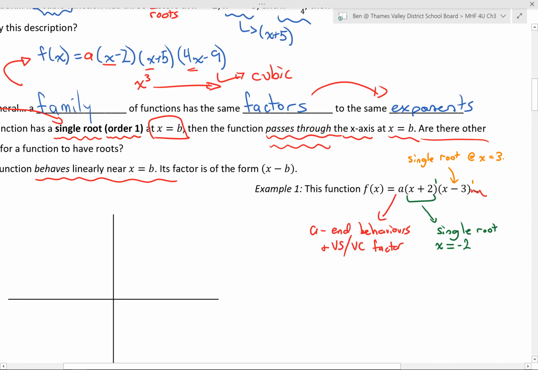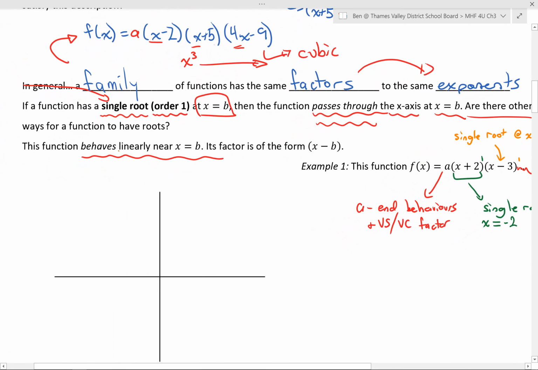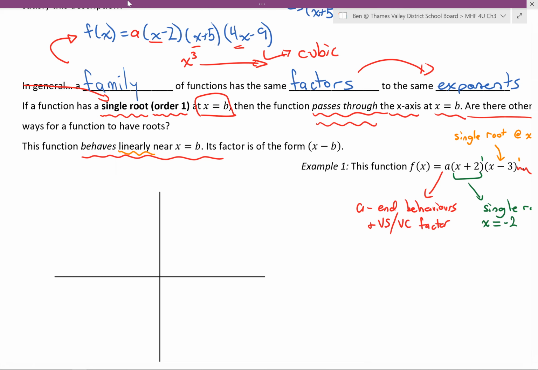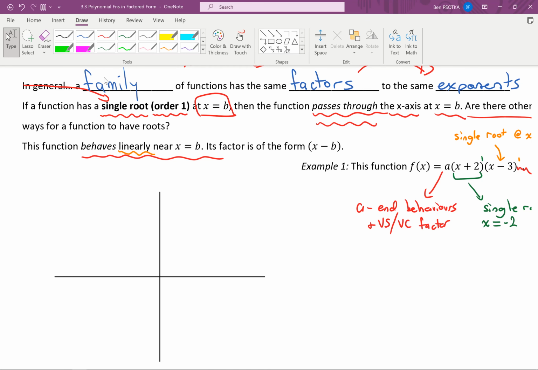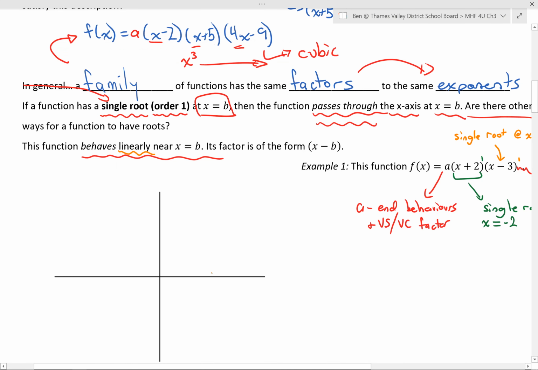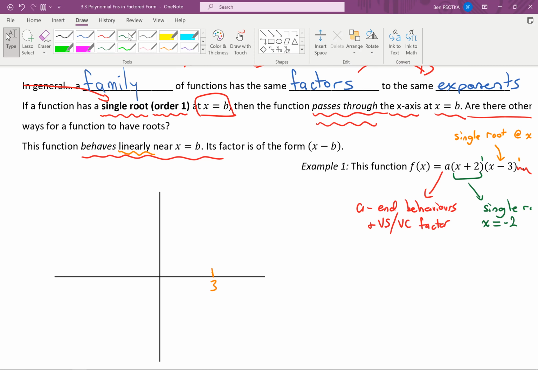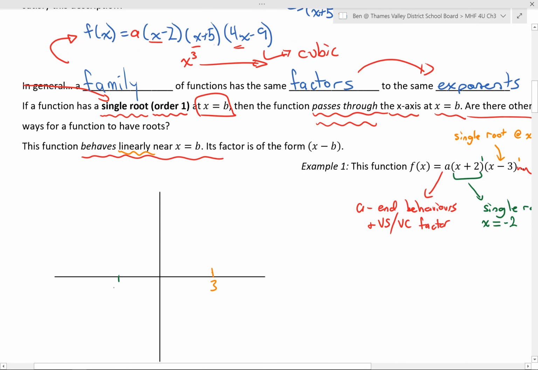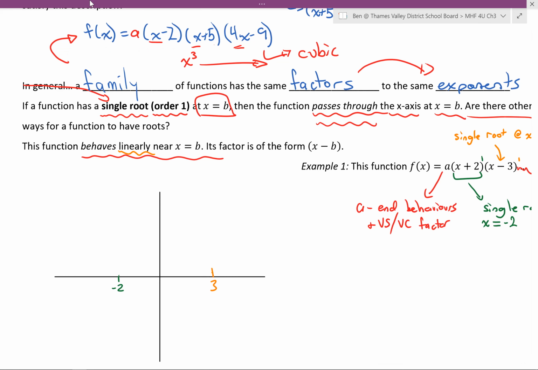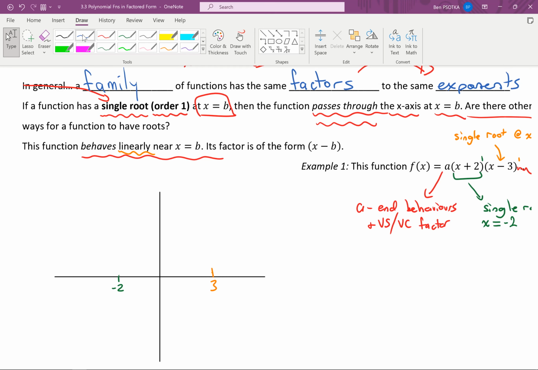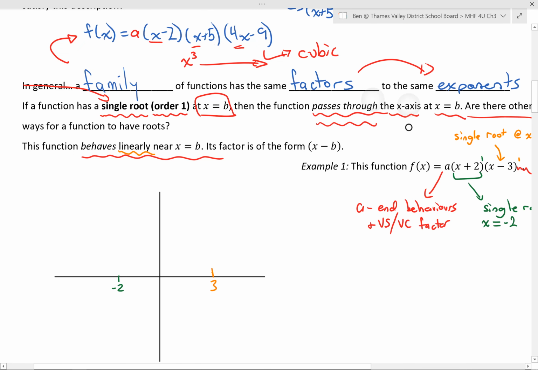Now if they're single roots, it means that the function behaves linearly near x = b. So if there's a single root, that was at x = 3, right here, and then there was a single root as well at x = -2. And our a value, we're actually not told. So that's a family of functions, because of this a value here. This family of functions will have these single roots.